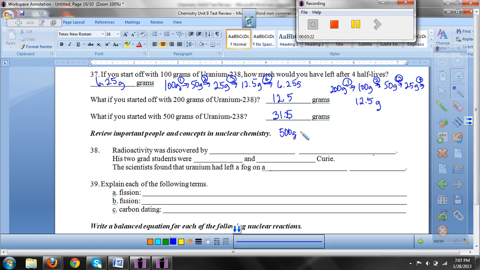Now, if you don't want to do it that way, then just start out with 500. Cut it in half, 250, and that's your first one. Cut it in half, 125, that's your second one. Cut that in half, 62.5, that's your third one. And then cut 62.5 in half and get 31.25, and that's your fourth one. 1, 2, 3, and 4.